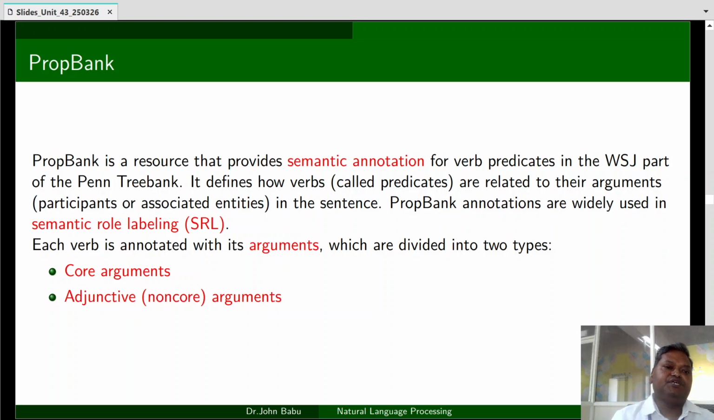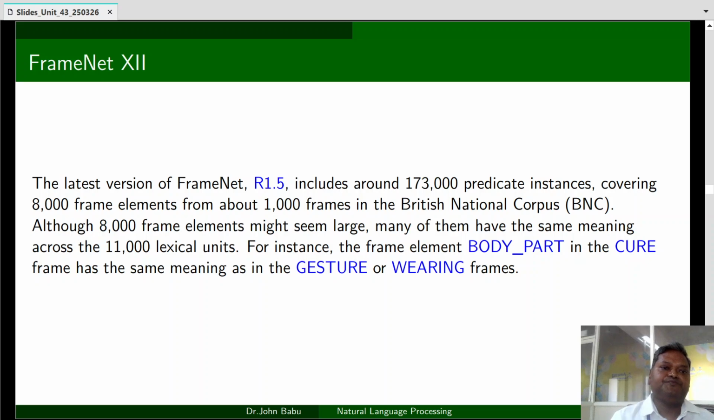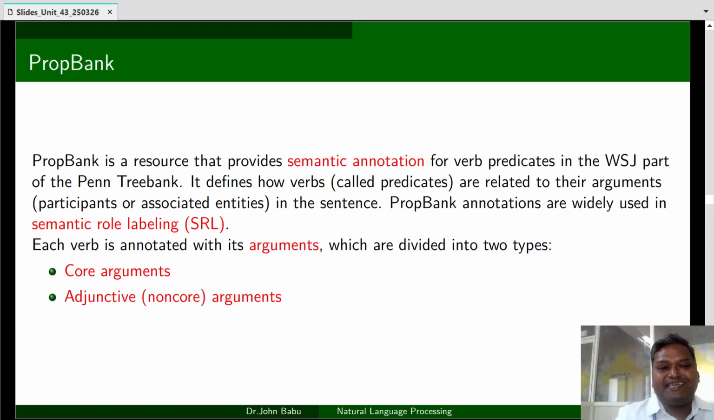What is FrameNet? FrameNet consists of lexical units. What is a lexical unit? A combination of a word and its frame. What is a frame? A frame is a situation or event represented structurally. So it represents frames.